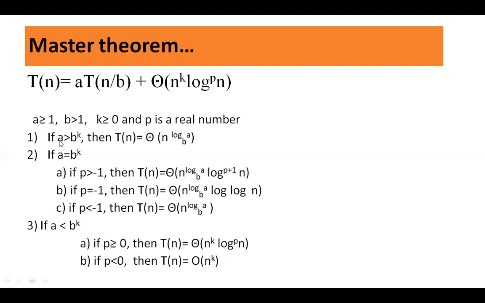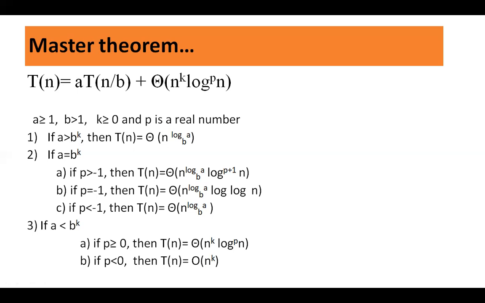And these cases depend on the values of A, B, and K, right? If A is greater than B raised to K, then this is the solution. If A is equal to B raised to K, then you check the value of P. And depending on the value of P, you have these solutions. And if A is less than B raised to K, then again you have two subcases here, which again depend on the value of P. If P is greater than or equal to 0, this is the solution. If P is less than 0, then this is the solution.